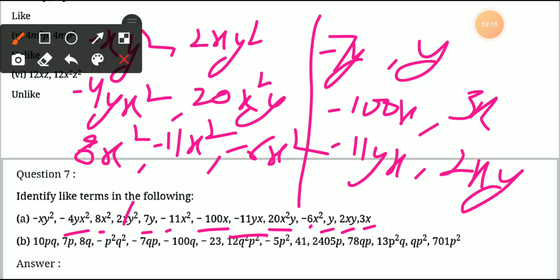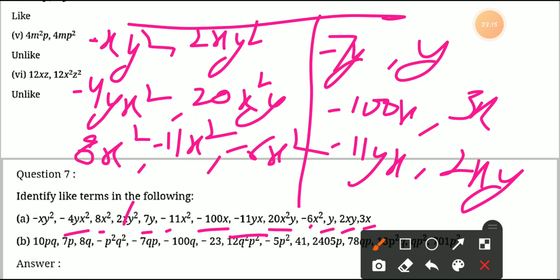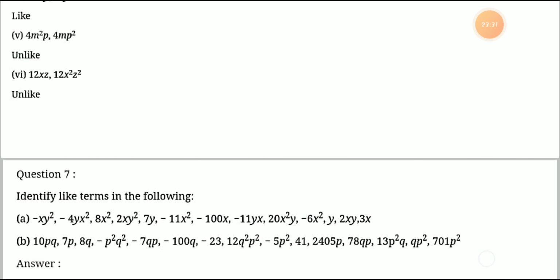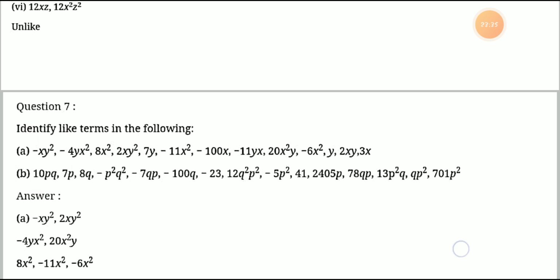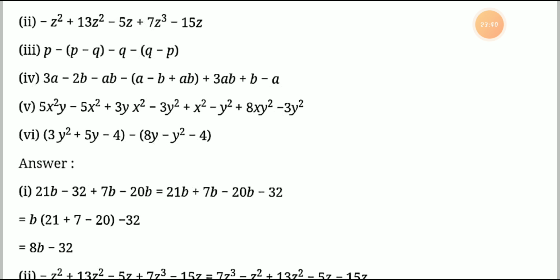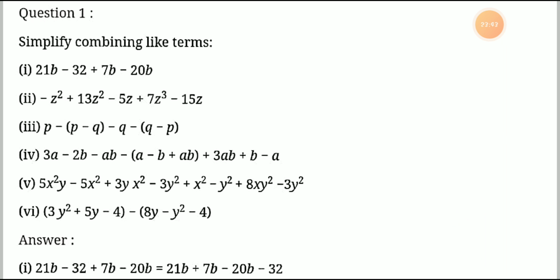Now count how many terms we have in total. 1, 2, 3, 4, 5, 6, 7, 8, 9, 10, 11, 12, 13, and count here. 1, 2, 3, 4, 5, 6, 7, 8, 9, 10, 11, 12, 13. So we have written all. So this is the answer of the first part. Okay, and the second part answer you have to find by yourselves. Question number 1.